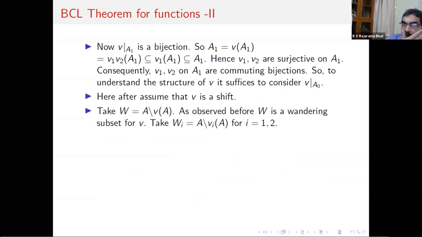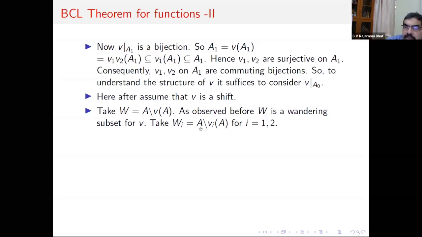So now I can ignore the bijective part. So I assume that V is a shift, so that the intersection is empty, the intersection of V to the power n of A is empty. Look at the wandering subspace. W is a wandering subset for V.